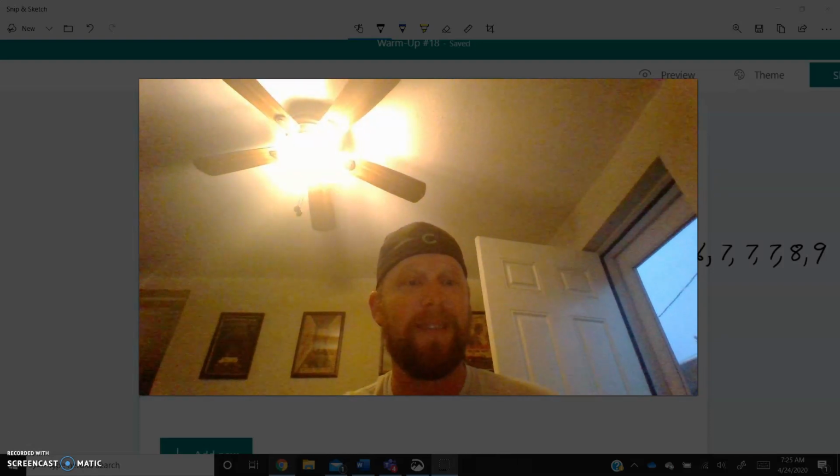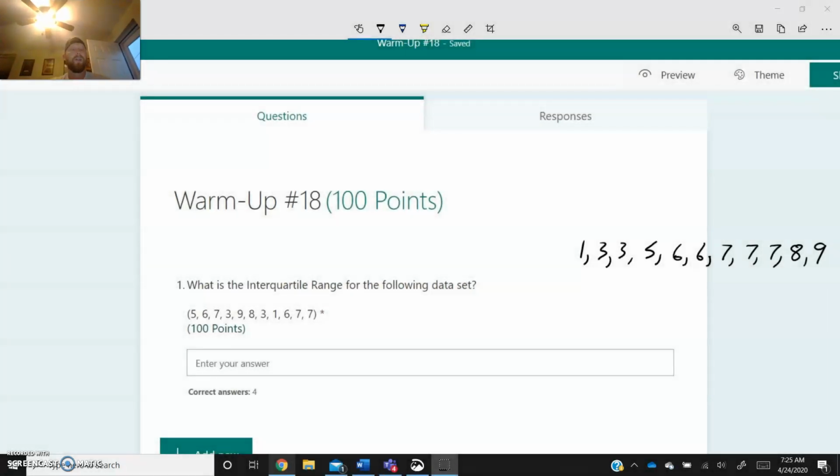Warm-up number 18 answer. Looking at it, it says, what is the interquartile range for the following data set? To find the interquartile range, which you should be watching the videos, it will go over all of this with you guys. It's the interquartile range, so it's going to end up being IQR.